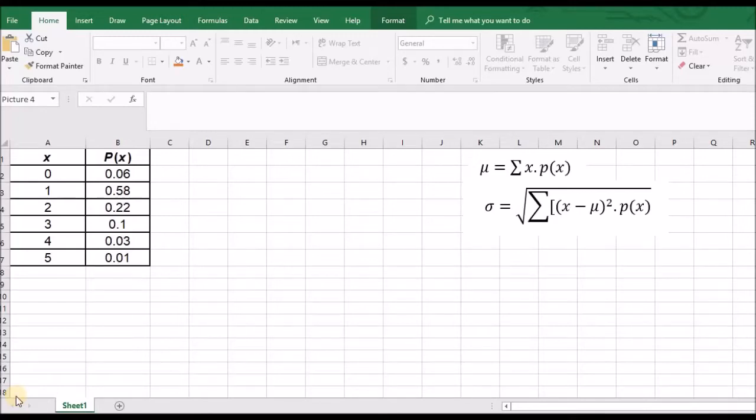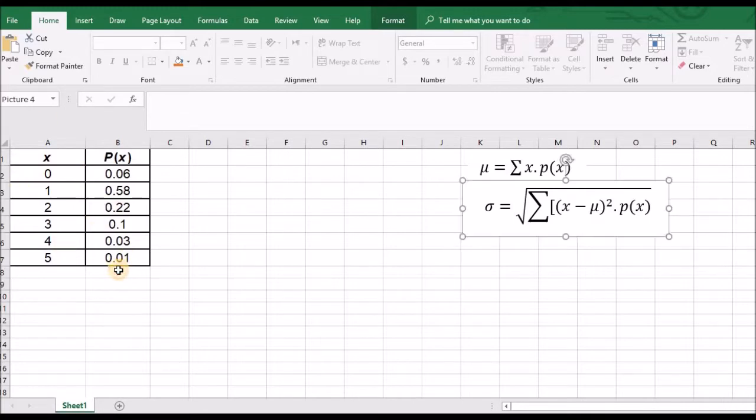Hi, here's the example that I promised that I'm going to do for you. This is calculating the mean and standard deviation for discrete random variables from a probability distribution. So let's say that we have this probability distribution.